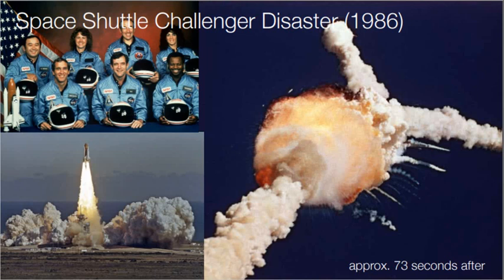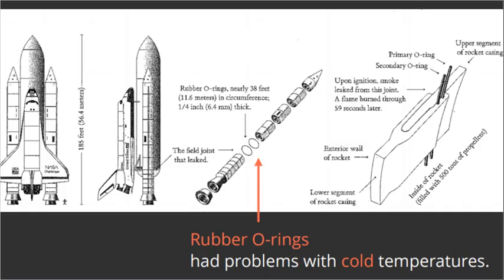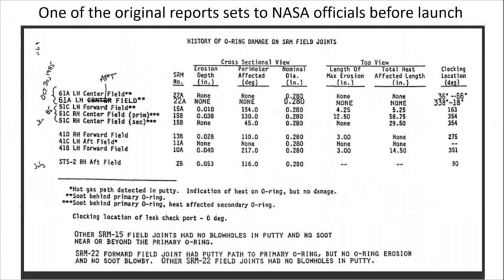Okay, here's a rather grim example. In 1986, we lost the Space Shuttle Challenger in a horrible disaster. It turns out we know now that these rubber O-rings, these gaskets, didn't do well in cold temperatures. But these are from the actual reports that NASA officials had to work with before launch.